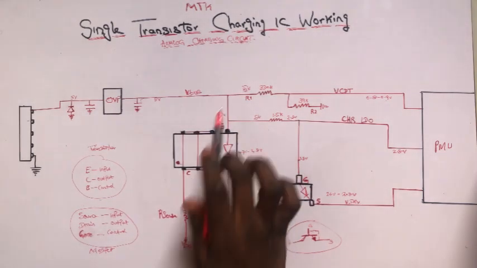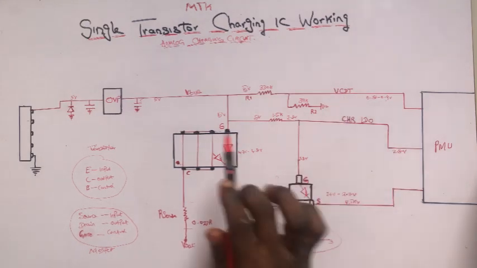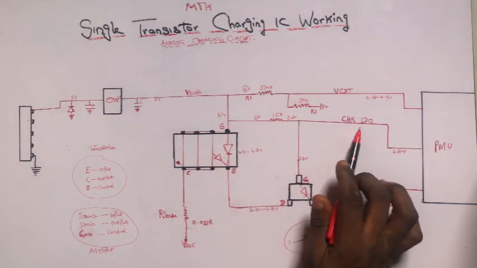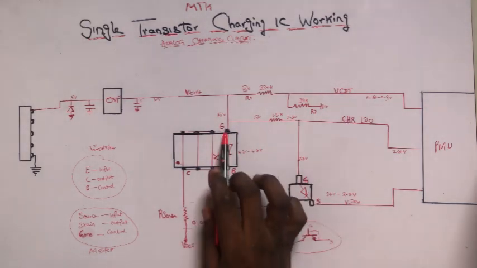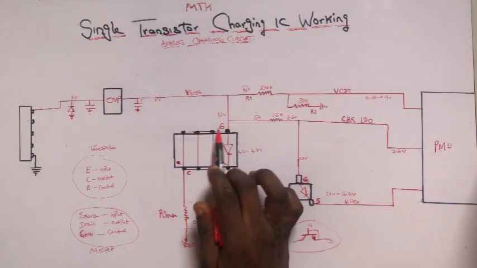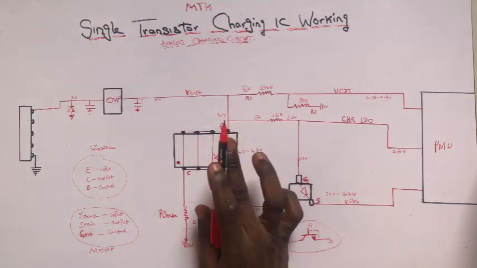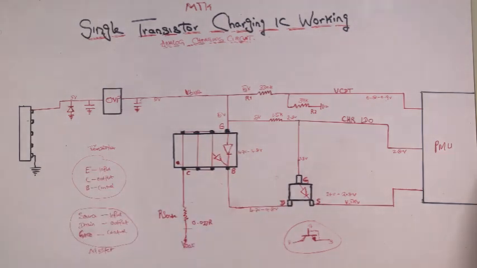Now when it comes to this line, we have 3 lines. One line goes to VCDT, another line goes to charge LDO. Then we also have another line that enters our transistor. This is the emitter. Emitter stands for input. It means input.